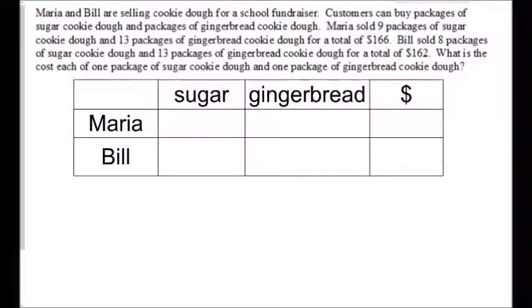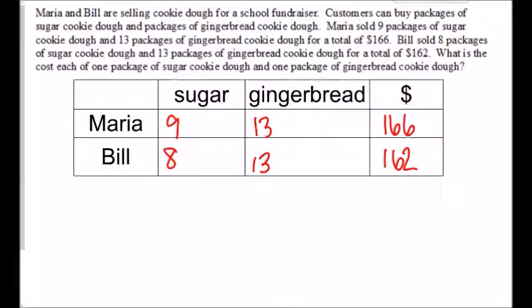All right, this time we have Maria and Bill that are selling cookie dough for a school fundraiser. They are selling both sugar cookies and gingerbread cookies, well, the cookie dough. So it says Maria sold 9 packages of sugar cookies and 13 packages of gingerbread for a total of $166. Bill sold 8 packages of sugar cookies, 13 packages of gingerbread for a total of $162.